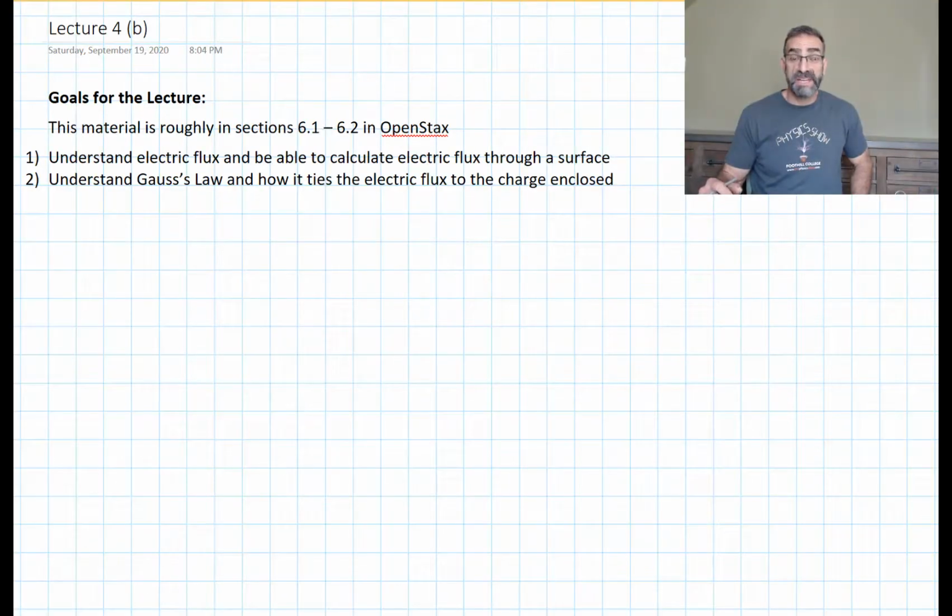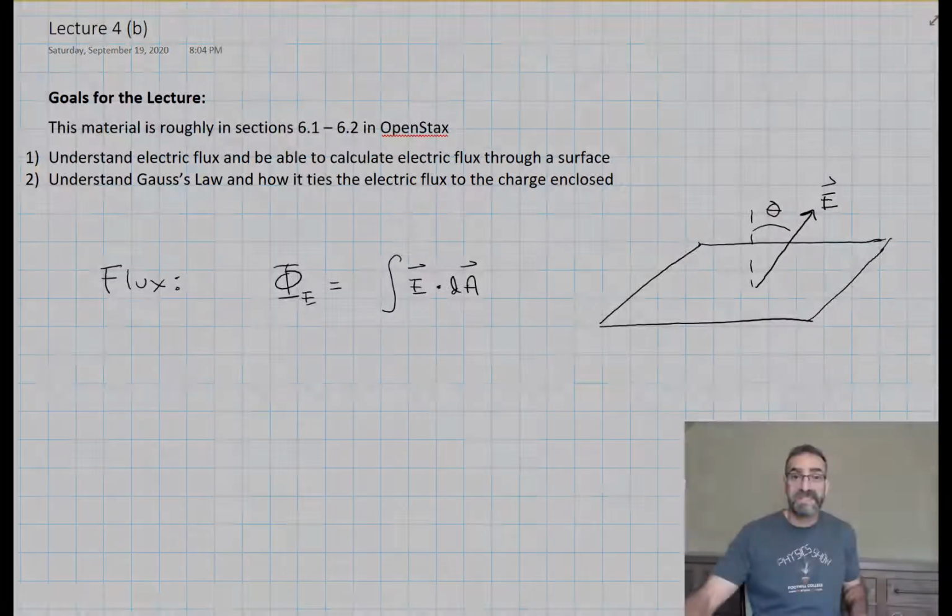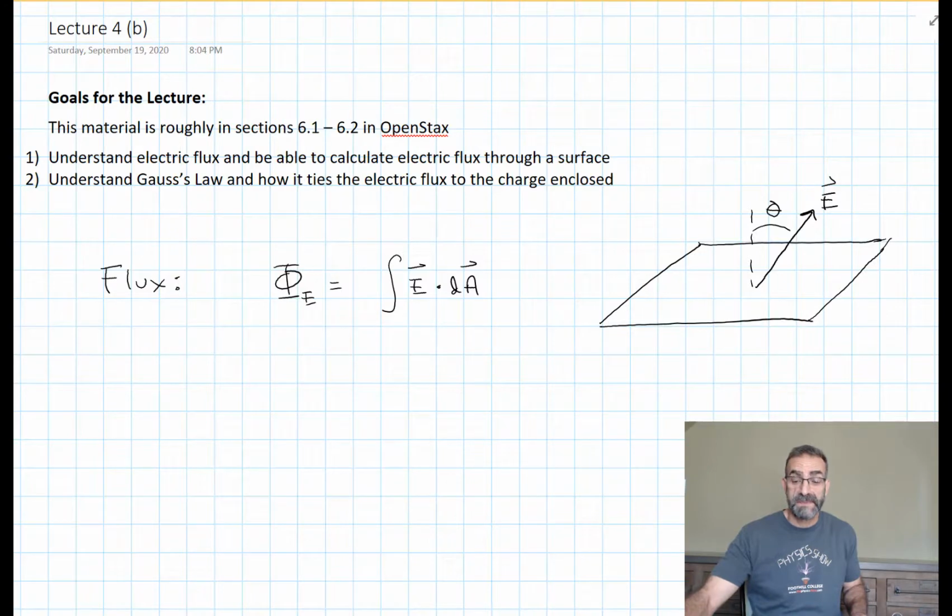In the last lecture, we covered a lot. We talked about electric flux, we talked about Gauss's law, and we did a simple example where we used Gauss's law to find the electric field around a point charge. Let's review and make sure we understand each of those steps. Let's start with the electric flux.